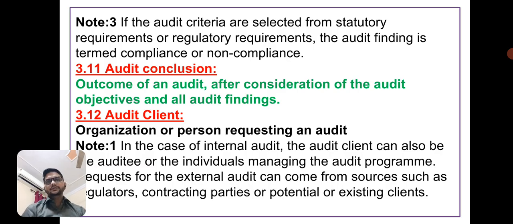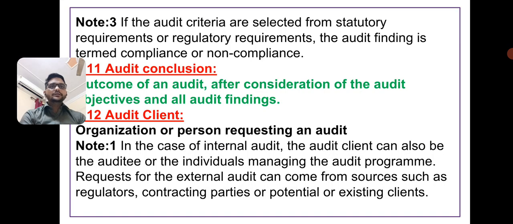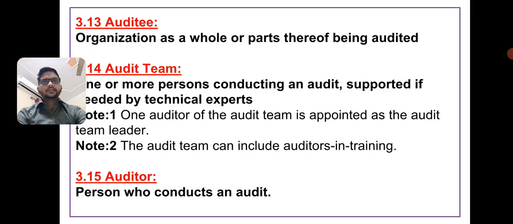Audit client, actually, is the organization or person requesting an audit. That is, the audit is conducted for them. Note, in case of internal audits, the audit client can also be the auditee or the individual managing the audit program. It means in internal audit, like one department auditing another department, or one process owner auditing other processes, that can be the auditee also. Next, requests for an external audit can come from sources such as regulators, contracting parties, or potential or existing clients.